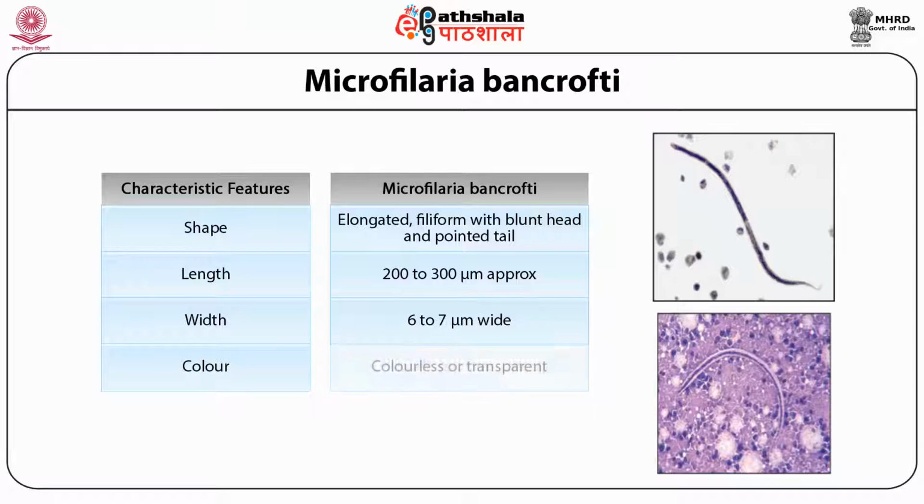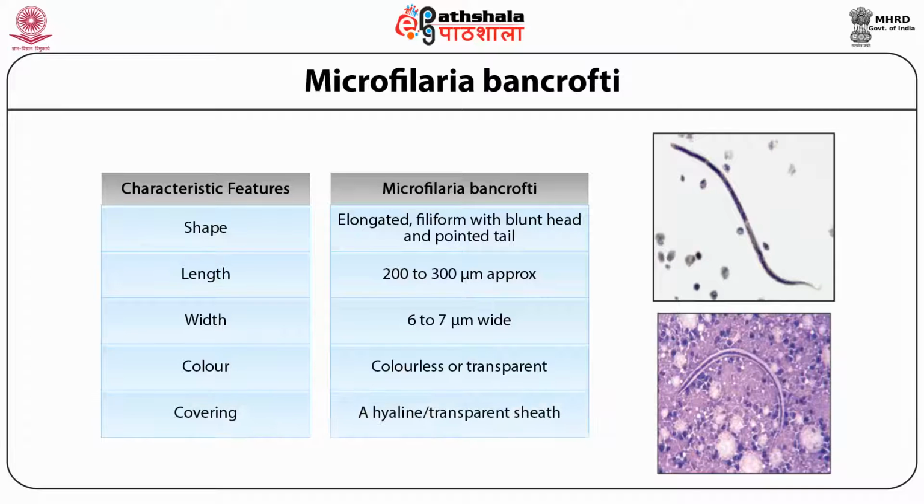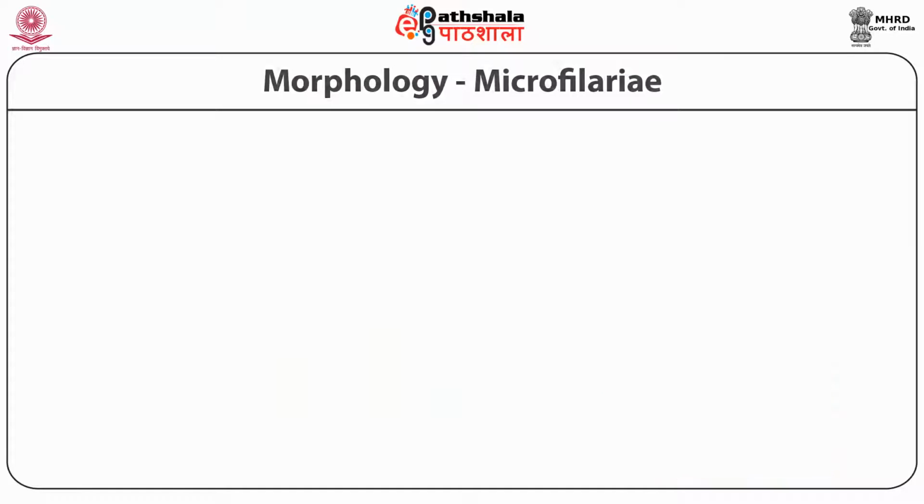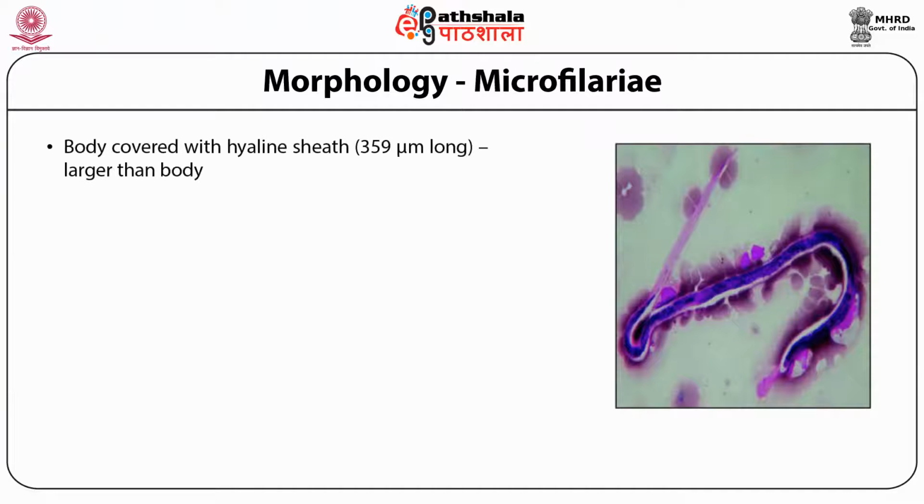Microfilaria bancrofti are colorless, or you can say transparent. You can't see them without staining. They are covered with a hyaline or transparent sheath. The sheath is 359 micrometers long, and you can see in the figure that it is much larger than the body. Why is it so? The ends of the sheath project beyond the ends of the embryo so that the embryo can move easily within it.